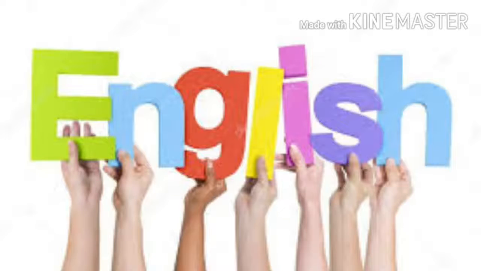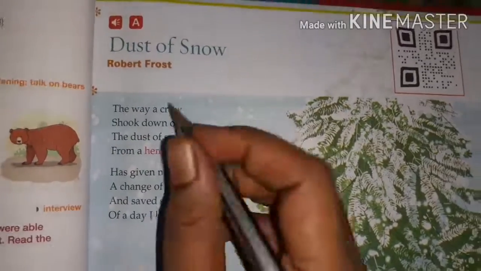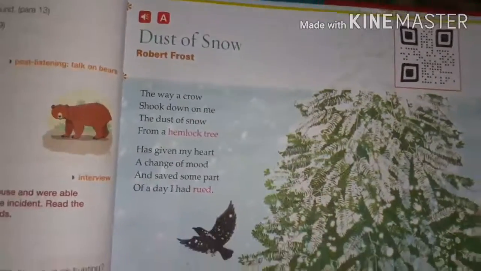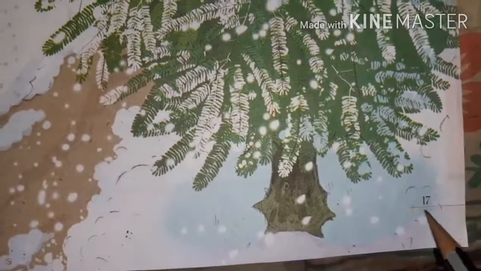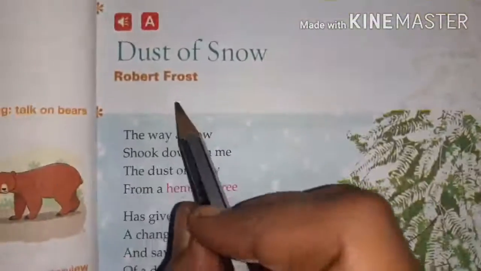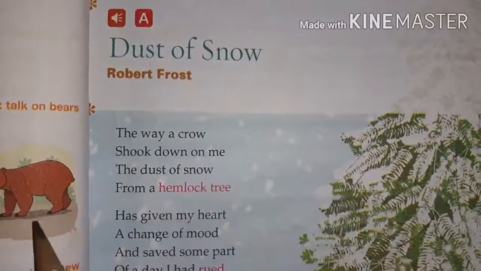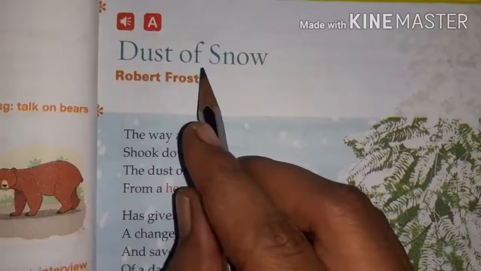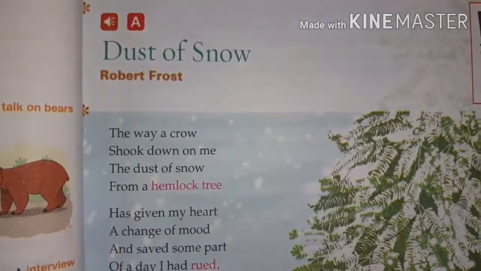Welcome to English class. Today we are going to see poem 1 from the 9th edition Gulmohar book. Okay, so all of you take page number 17 of your Gulmohar book, and the title of the poem is Dust of Snow, which is written by Robert Frost.